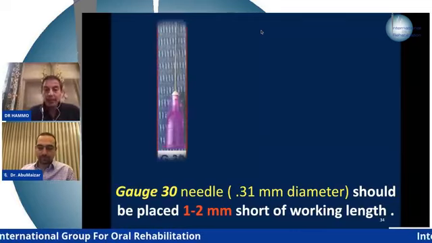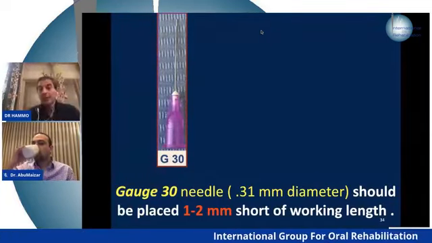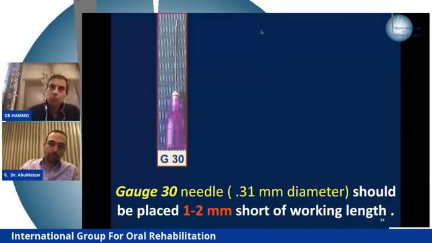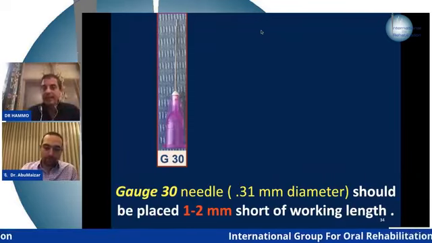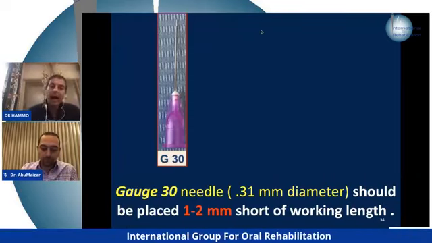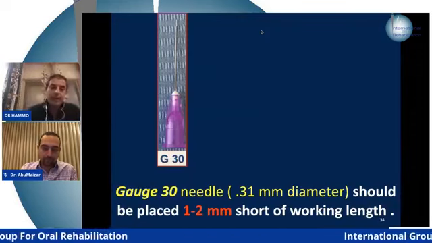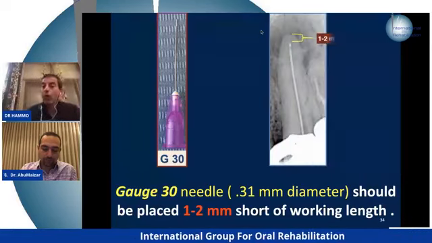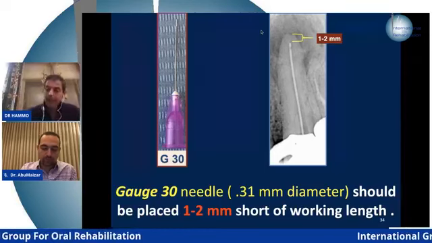And this needle, which is special for irrigation, we could not use the intradermal needle because it has gauge 22, which means 7.71 millimeter is the diameter. That means it will reach to the half of the canal. So we need a special irrigating needle which has a gauge 30, and this needle will reach to 1 to 2 millimeters from the working length.